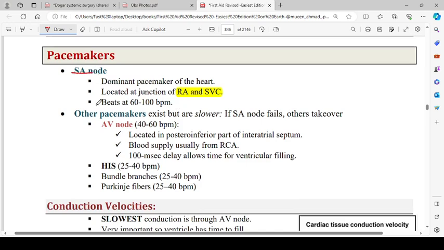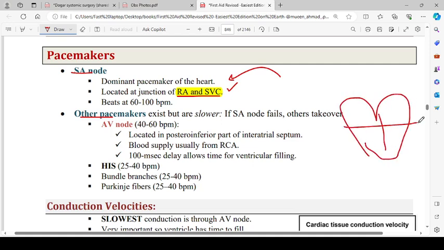Pacemakers are the SA node and other pacemakers. So the SA node is the dominant pacemaker of the heart. Its location is at the junction of the right atrium and the superior vena cava. The location is important. Suppose this is the right atrium over here, and this is the superior vena cava entering into the right atrium. So it is located at the junction of the right atrium and superior vena cava, somewhere over here, right?